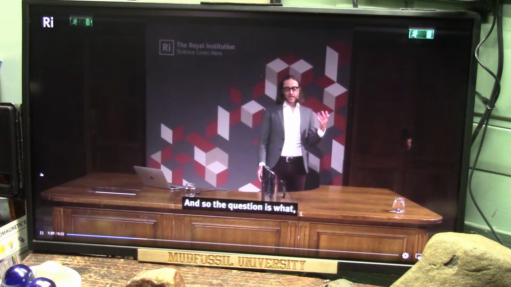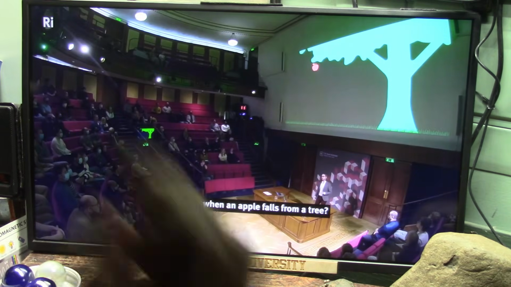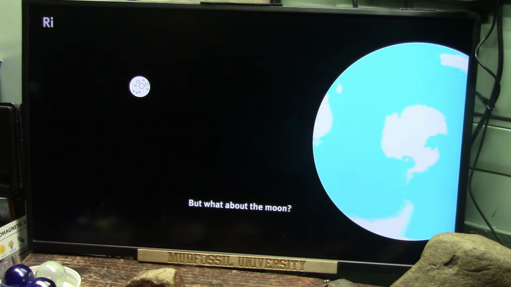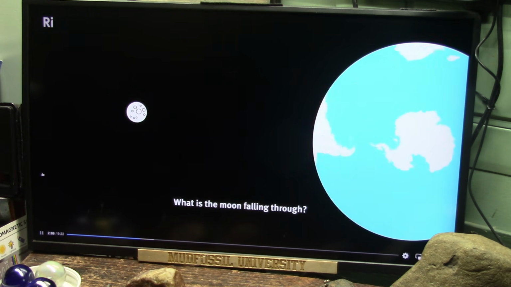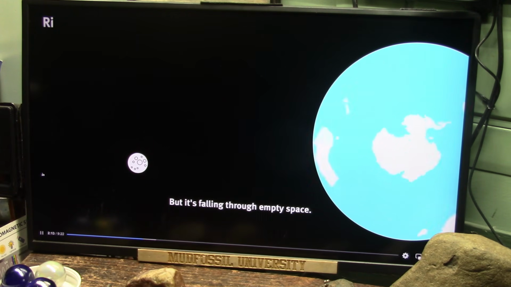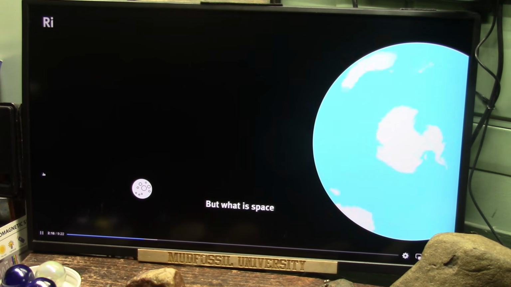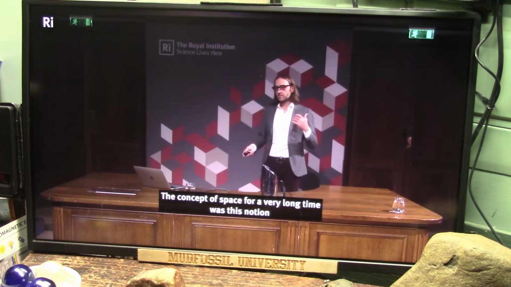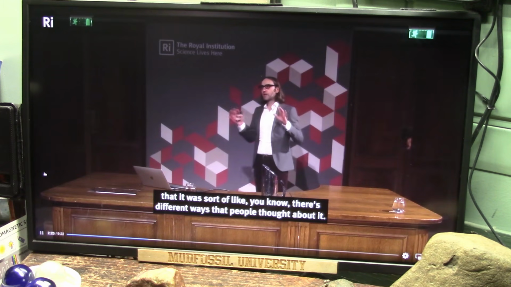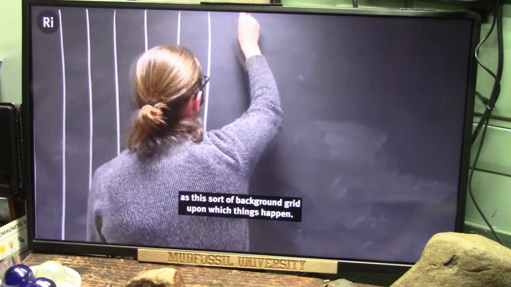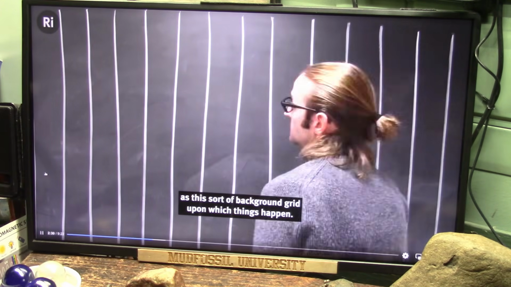The question is, for example, when an apple falls from a tree, what is the apple falling through? Okay, the atmosphere, so maybe that's a bad example. But what about the moon? What is the moon falling through? Not really anything, right? It's falling through empty space. But what is space? For a very long time, the concept of space was that you could think of it as the sort of background grid upon which things happen, right?